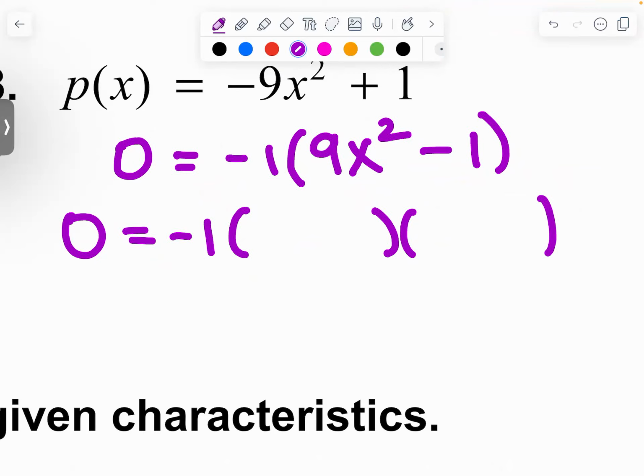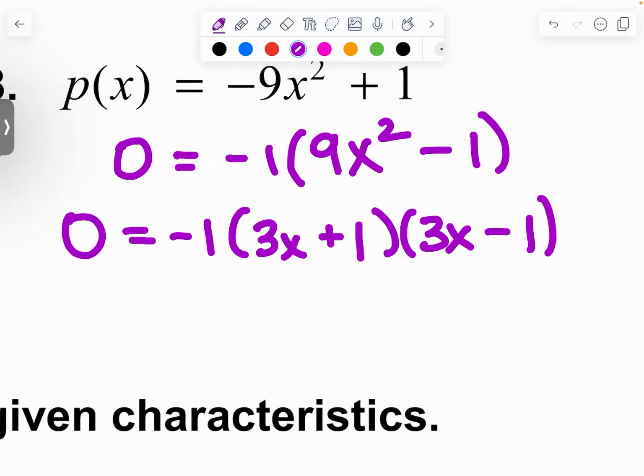Nope. There we go, 3x. Okay. And since it's a difference of squares, I'll help you out there. 3x plus 1, 3x minus 1. Dial it in, buddy. Dial it in.